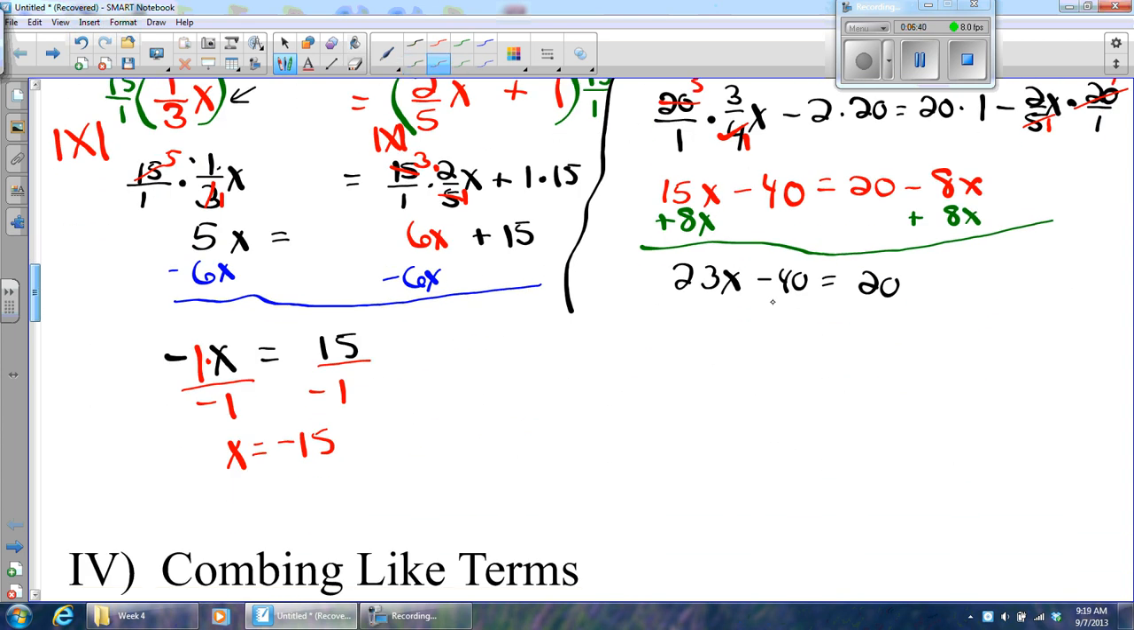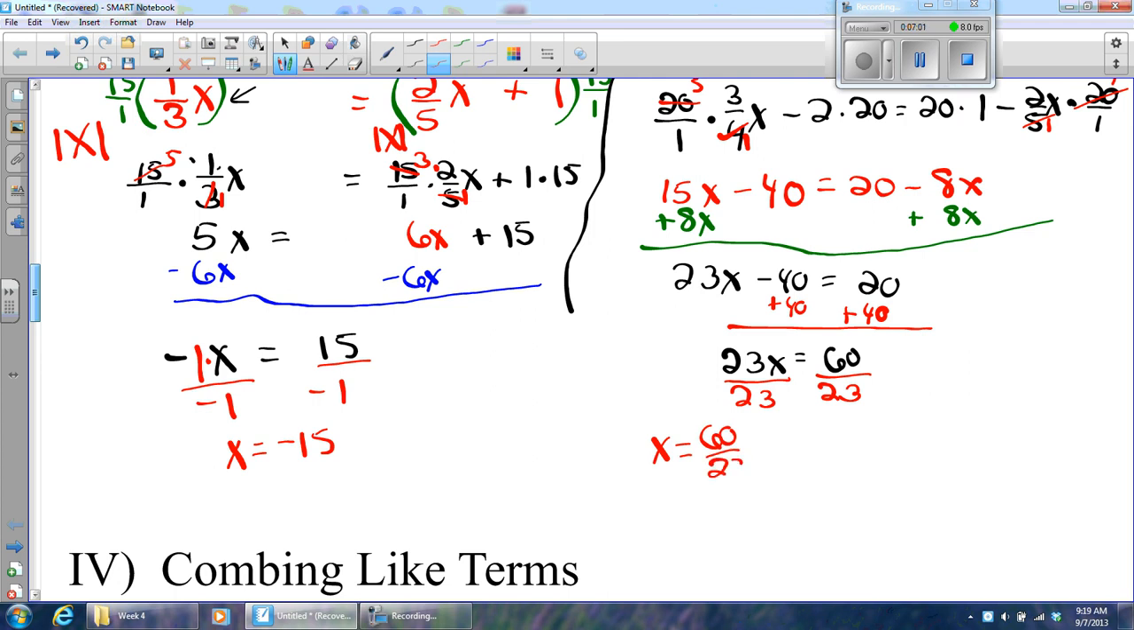So I will add 40 to both sides. Leaving me with 23x equals 60. And I'll divide by 23, and I'll divide by 23. So an answer, a good answer, is 60 over 23.